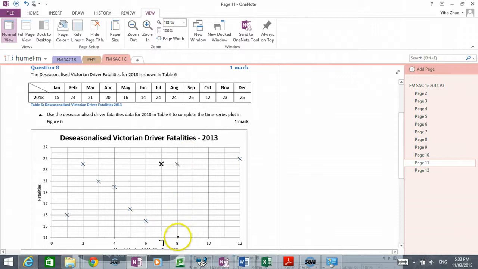Then the 9th is missing, so September is 26, so I write down 26. The 10th is missing, which is 12. November is going to be 23, and December is 25. So if you fill in these 4 points, you get 1 mark.